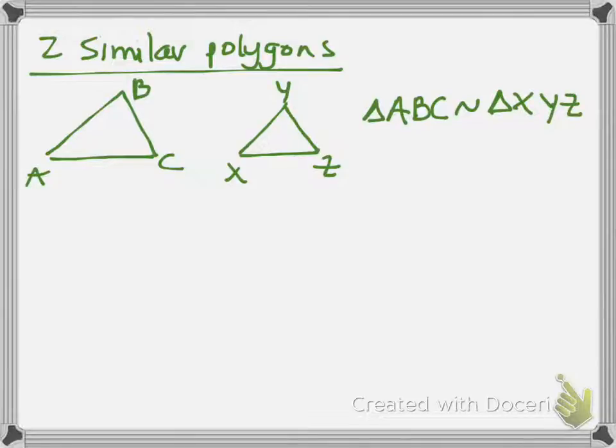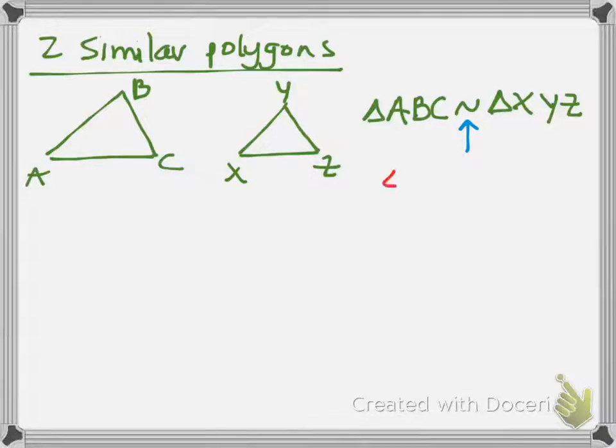So the first thing that you need to note is that symbol that, if you take Spanish, looks like a tilde. It makes the ñ sound in Spanish. That means the shapes are similar. That means that they are the same shape, but their sides are in proportion. Okay? When I see that relationship right there, here's what it tells me.